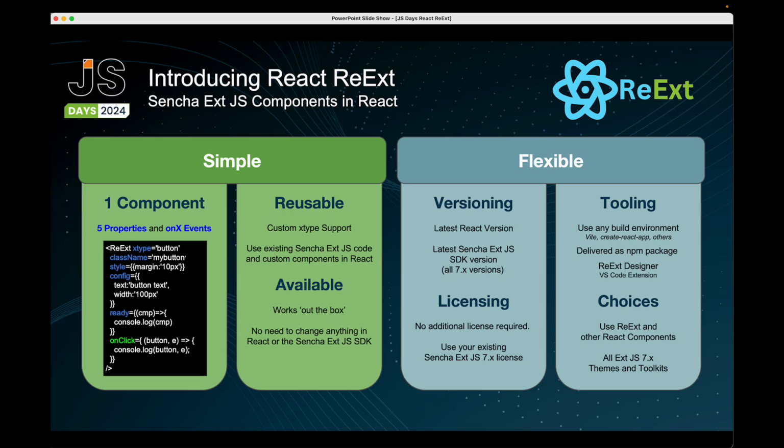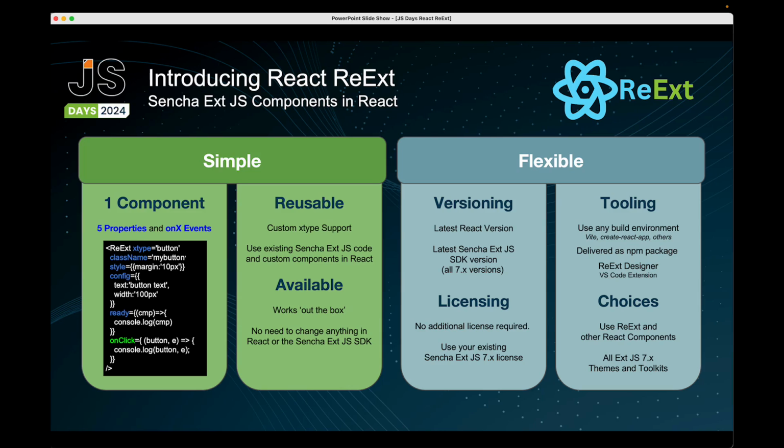So let me first talk about simple. What does that mean? Well, the ReExt components are really just one component. It is the component ReExt. That component has 5 props: xtype, className, style, config, and ready. And every event you want to handle is an onX event, like onClick, onTap, onSelect. So very consistent, very simple, and one component that really drives everything. We'll look at that a little bit more in a bit here.